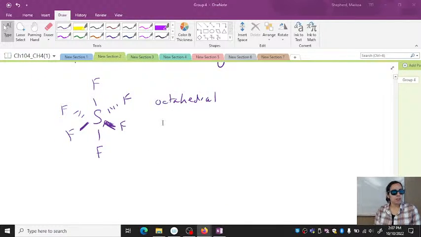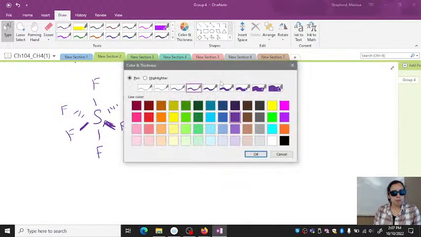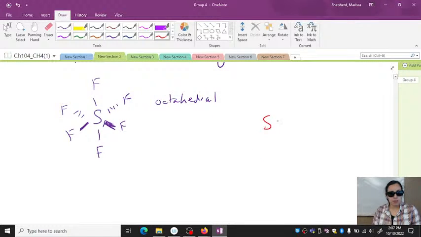And so let's take a couple of moments, see if you can do sulfate then. So you have your polyatomic SO4 2 minus. So what would that look like?